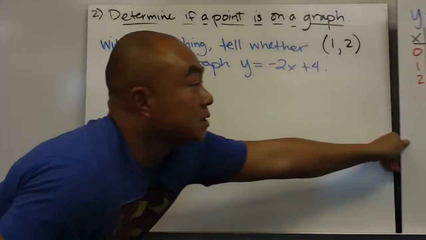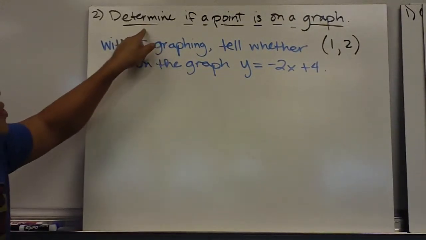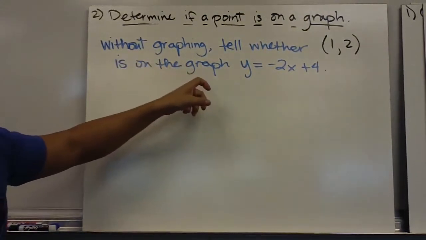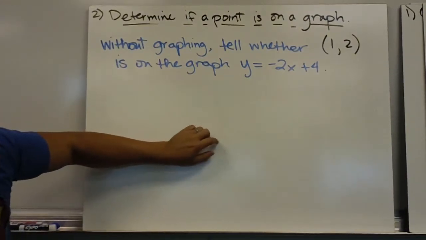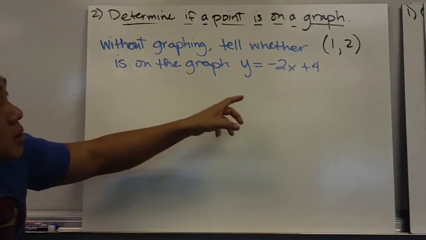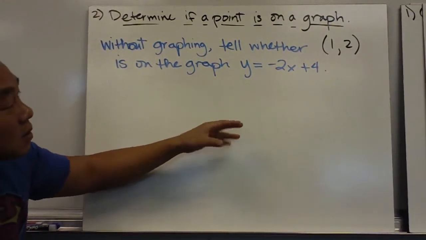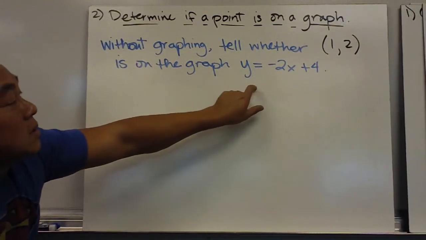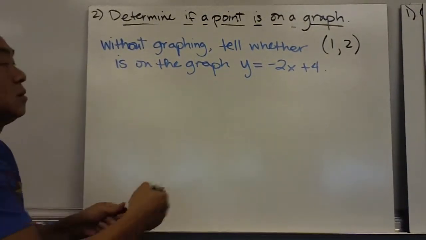Alright, let's move on to our second topic. Our second topic is we're going to determine if a point is on a graph. And this is very easy, so without graphing, so we're not going to graph it out. We could, and we can determine if 1, 2 actually exists on the graph, but we're not going to. We're just going to go ahead and do just a substitution and then solving to determine if that point of 1, 2 is existing on this particular graph. And all we have to do here is to just fill it in.